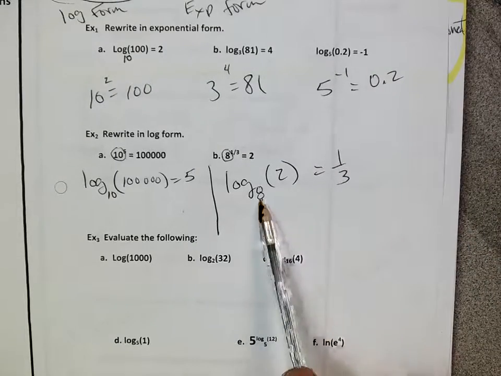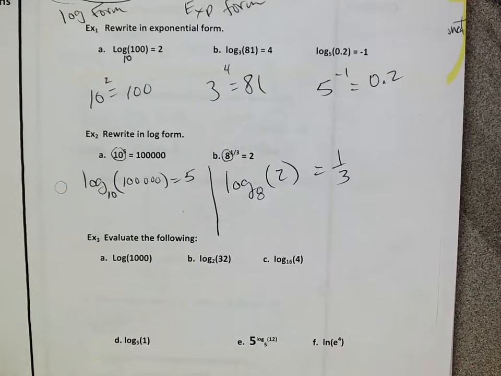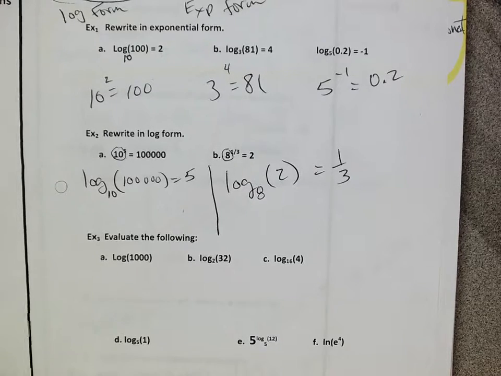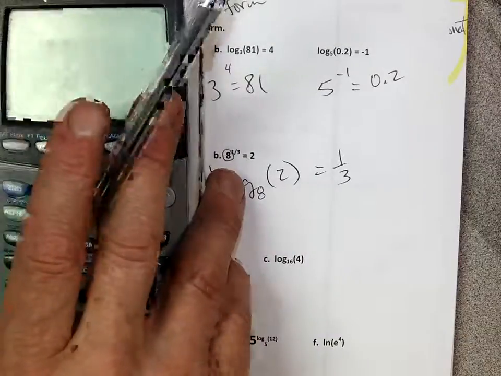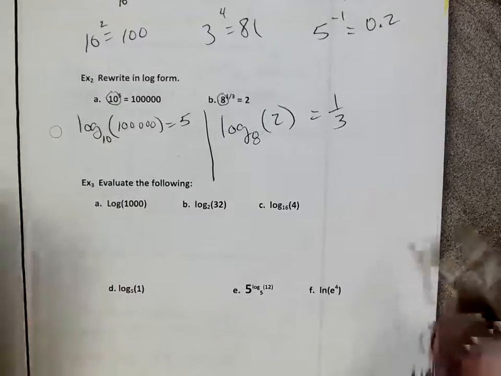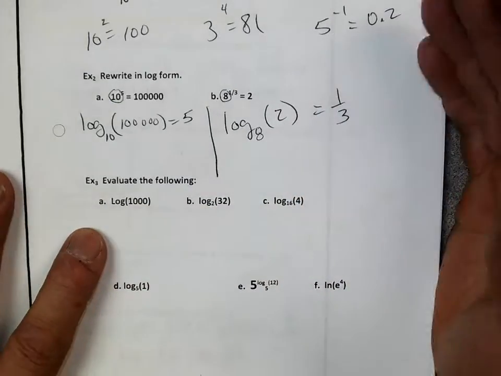Now you can't do base 8. These calculators will only do base 10 and base e. Some of the special calculators, some of the newer ones can do any base, but my calculators will only do base 10 and base e, okay? All right, now evaluate the following. So first of all, number 1, on the first A, you can use your calculator. You can, but I'm going to do it without.